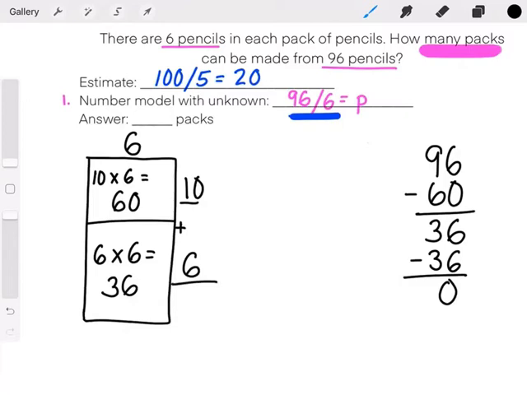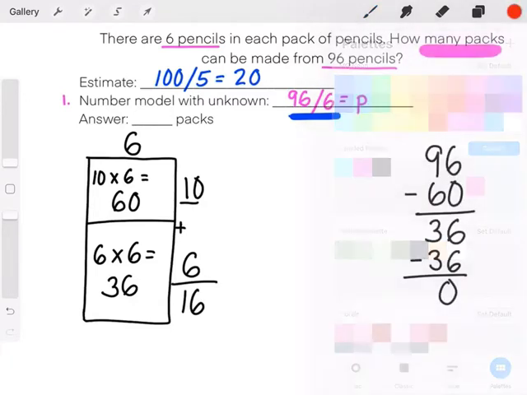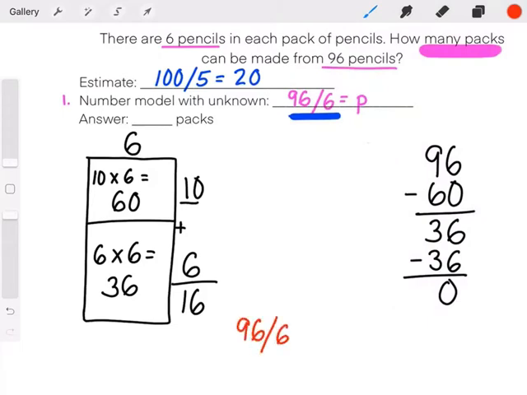And don't forget to add these. And you get 16. So that shows us that 96 divided by 6 will give you 16. 16 packs of pencils. And actually, my estimate was correct because 20 is pretty close to that 16, which was our answer. So now you're going to complete numbers 2 through 5 on your own.